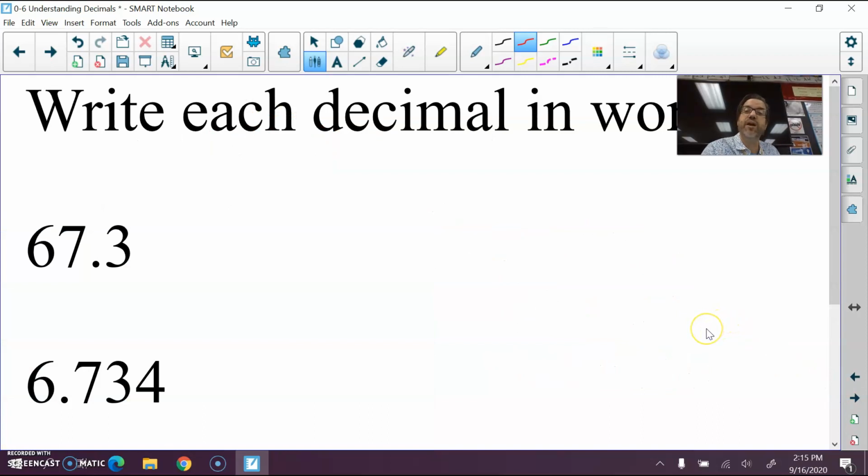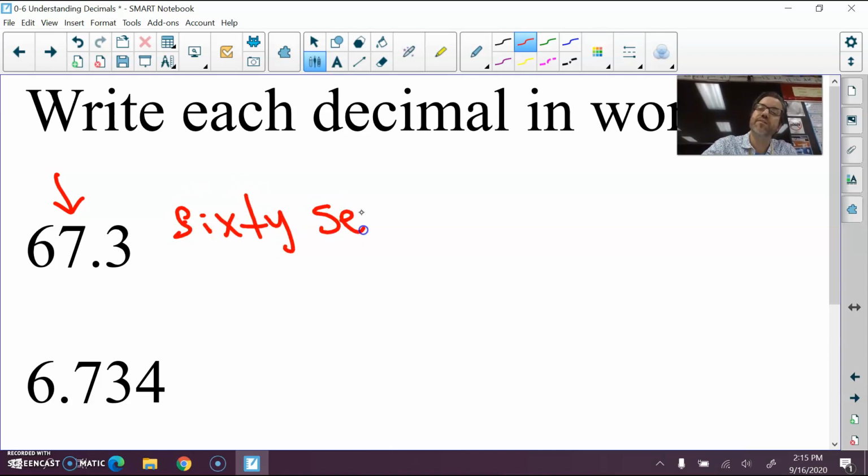All right, here it says, write each decimal in words. All right, so this first one, if I were reading this number, I would say 67 and 3/10. So I'm going to write that. 67, I apologize, it's so messy, and 3/10.